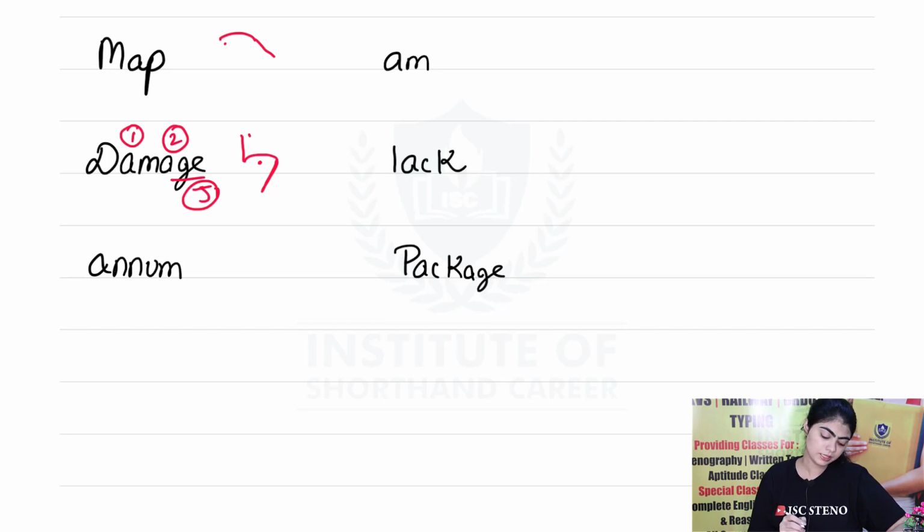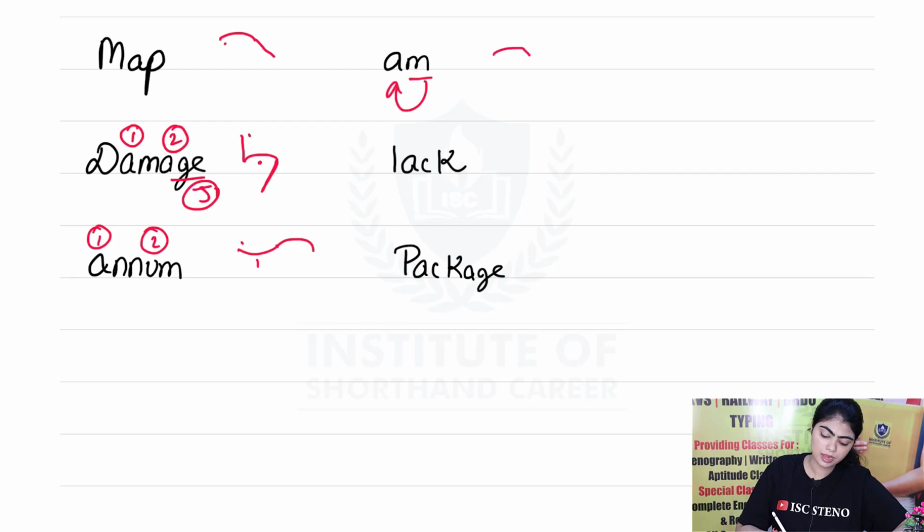Next word that is coming is annum. A, first place, and num, second place. So a, n, a, short u, for dash, and m, annum. Okay. Next is am. Before m, a is there, so just make a m, and on the first place, place a light dot. Am.